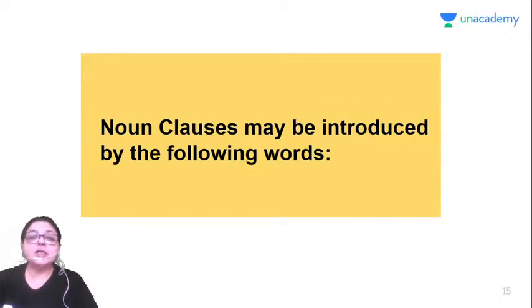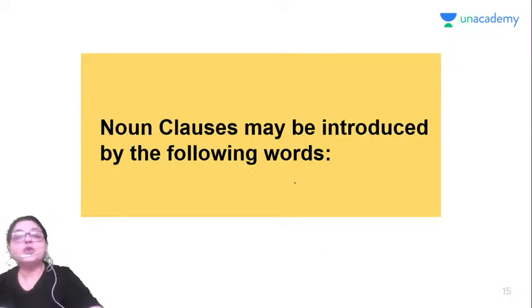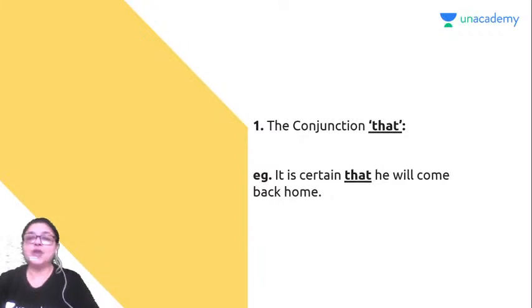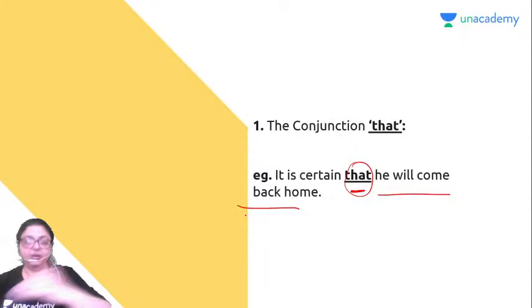Now, noun clauses may be introduced by the following words. How do we introduce them into our sentences? The conjunction "that". As we saw in the first sentence, we put "that" in the first sentence. So, it is certain that he will come back home. Okay. Now, "that he will come back home" is the noun clause; I am adding "that" over here, and then I continue with the sentence.